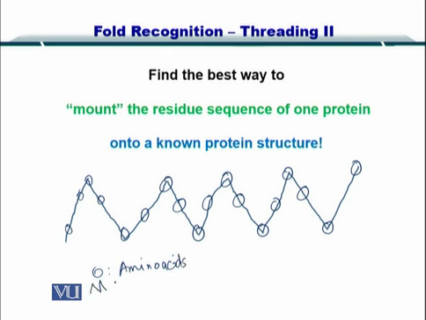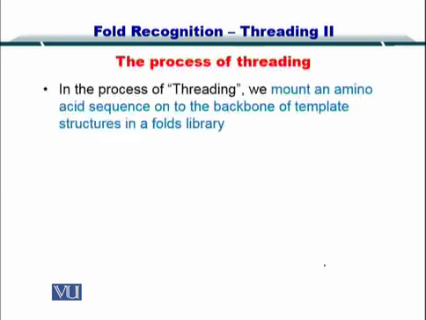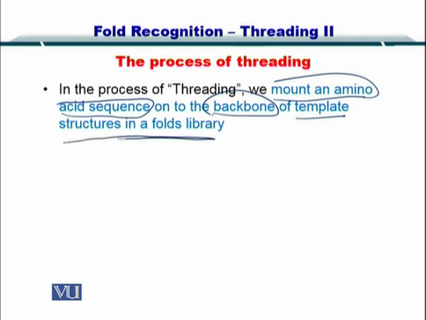and this is your fold structure. So you have mounted the amino acid sequences onto the fold structure. This is the fold from SCOP. Now, you can do this for multiple structures, of course, multiple folds, and you can find that fold which best matches your sequence. So simply the process of threading is mounting of an amino acid sequence onto the backbone of a template fold. So the structures are folds.